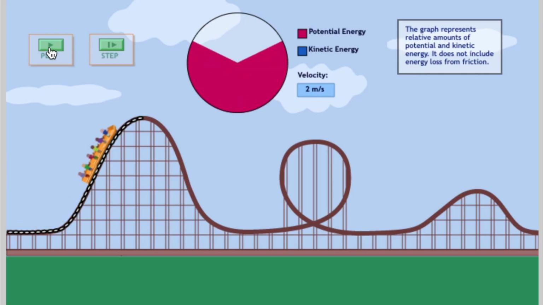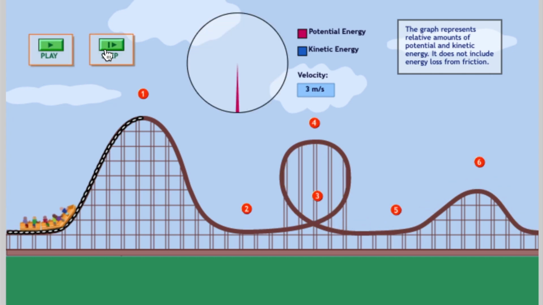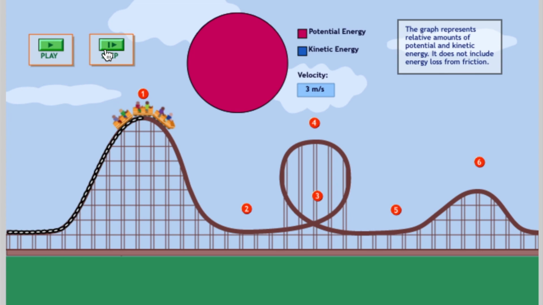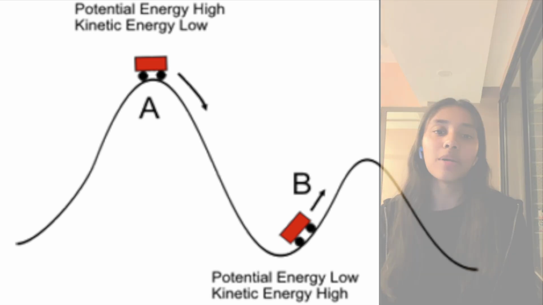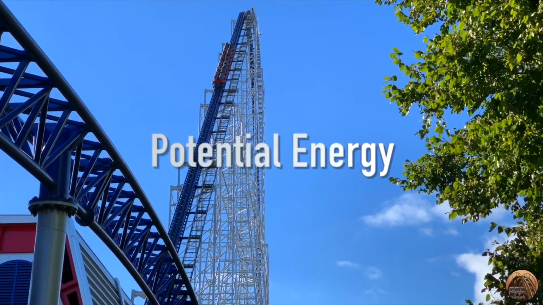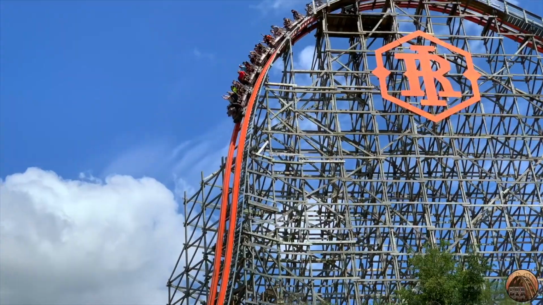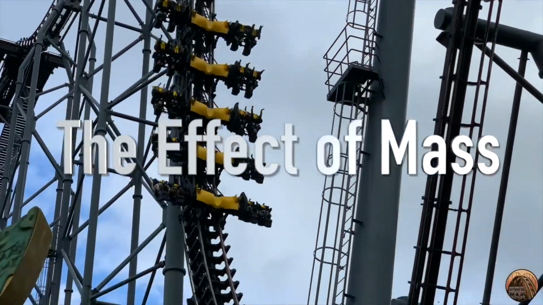The underlying principle of all roller coasters is the law of conservation of energy, which implies that energy can neither be created nor be destroyed. It can only be transformed from one form to another. In this video, we'll be talking about mechanical energy, potential energy, kinetic energy, force of gravity, mass, and speed.